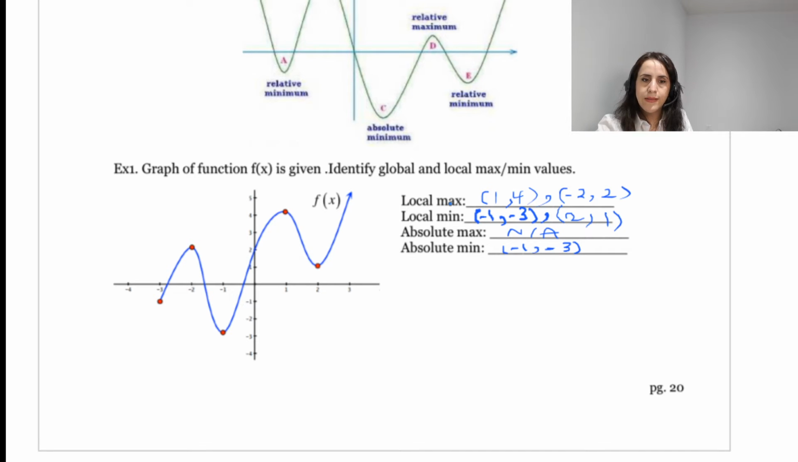Now I'm completing this chart. Local maximum: yes, I had 2 points and I mentioned that. Local minimum: yes, I have -3 and -1 and 2 and 1. Absolute maximum: this function doesn't have an absolute maximum because the function is approaching positive infinity at the y value. Then this one doesn't have any absolute maximum. How about absolute minimum? Yes, -1 and -3 is the lowest point of this function. It is an absolute minimum.